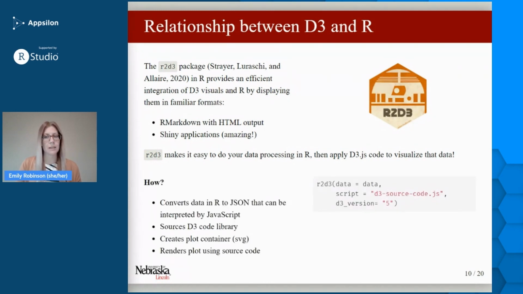And so here the example R code illustrates the structure of the R2d3 function, which includes specification of a data frame in R. This needs to be converted to a JSON file, and then the D3 source code file that is living off on its own, and then the D3 version that accompanies that source code. And so this R2d3 function will then render the plot using that source code that you specified.